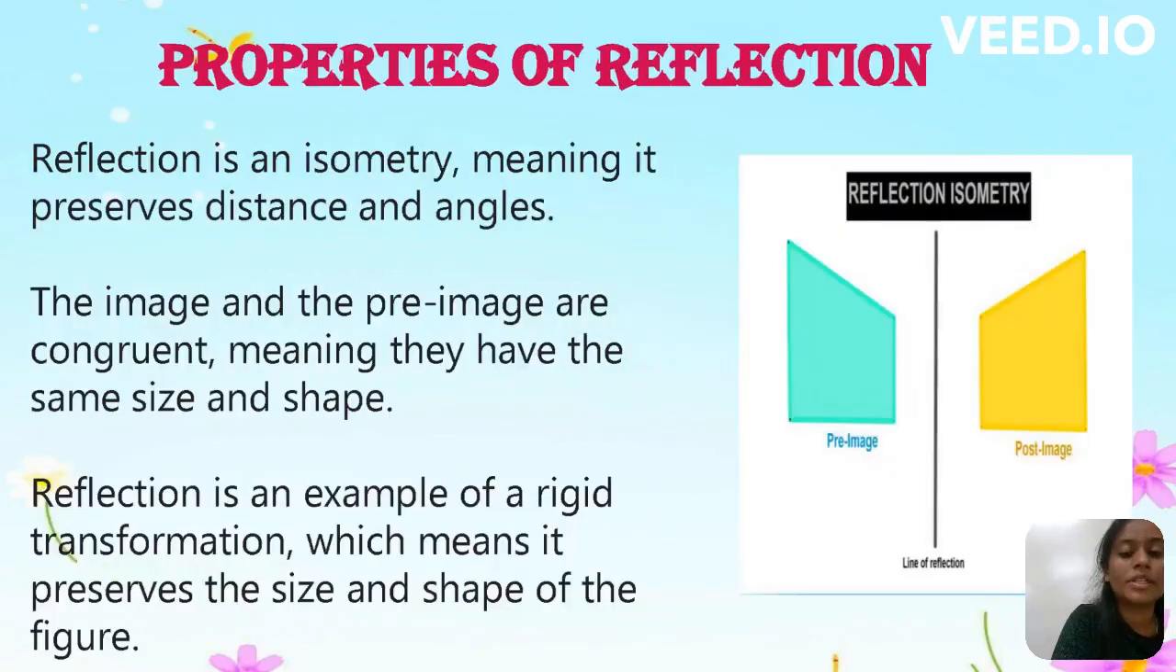Properties of reflection. Reflection is an isometry, meaning it preserves distance and angles. The image and the pre-image are congruent, meaning they have the same size and shape. Reflection is an example of a rigid transformation, which means it preserves the size and shape of the figure.